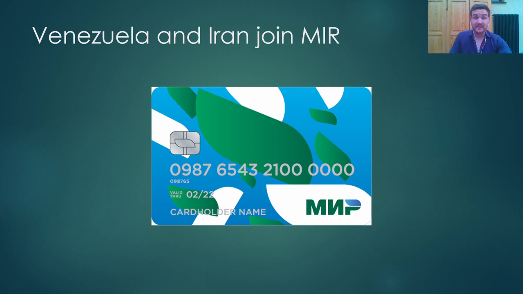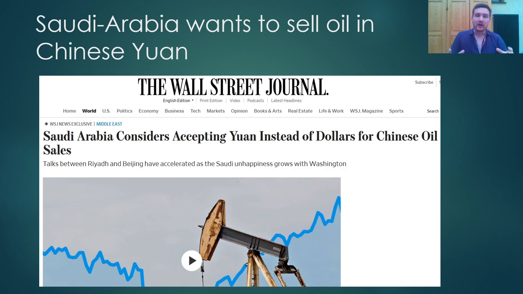And in fact, Venezuela and Iran both joined the MIR system. Saudi Arabia announces that they want to sell oil in Chinese yuan, and this is a huge implication because Saudi Arabia was the first country that sold its oil in US dollar and basically started the whole petrodollar system. And now they're shifting because even Saudi Arabia realizes that the West, you know, United States and Europe, are losing basically. And the East, meaning China, is rising. So Saudi Arabia announced that it will also trade in Chinese yuan.